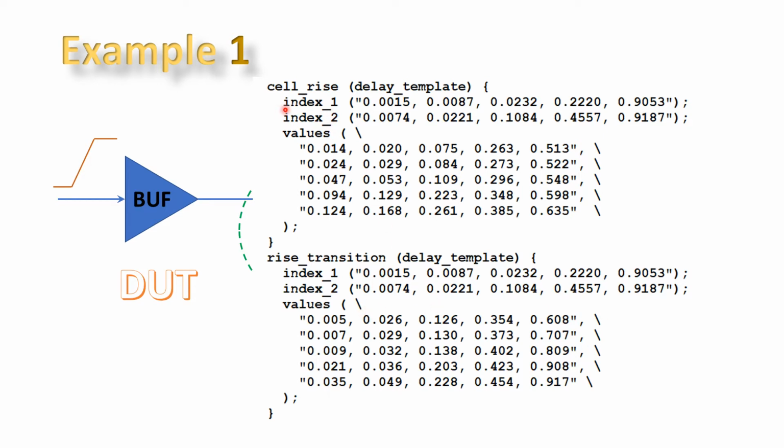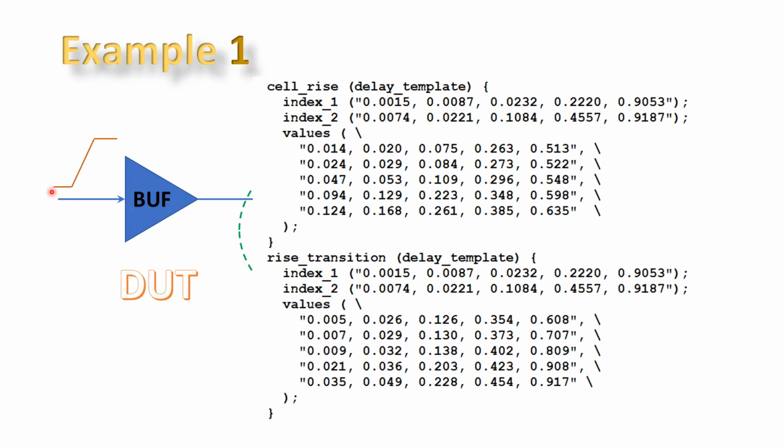Here the corresponding input parameters are, in index 1, the slew value mentioned at the input. Different slew values will be mentioned, like sharp slew and bad slew, up to the maximum slew. And similarly in index 2, the load seen by this DUT will be mentioned, with different values. This is the maximum value. Similarly, the output slew will be mentioned here.